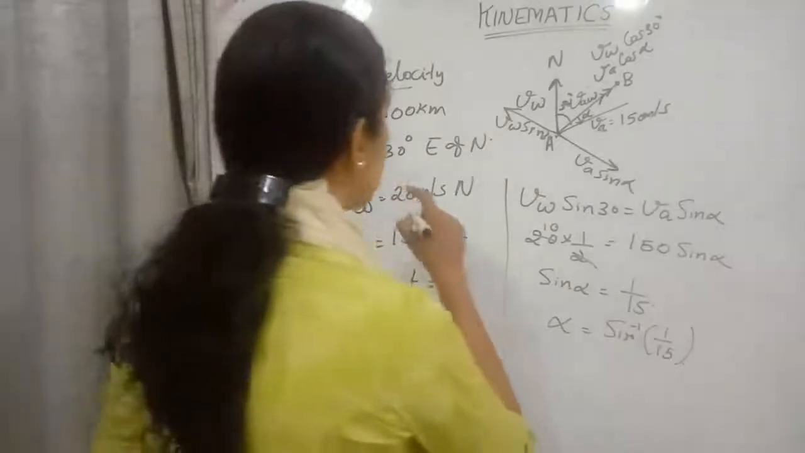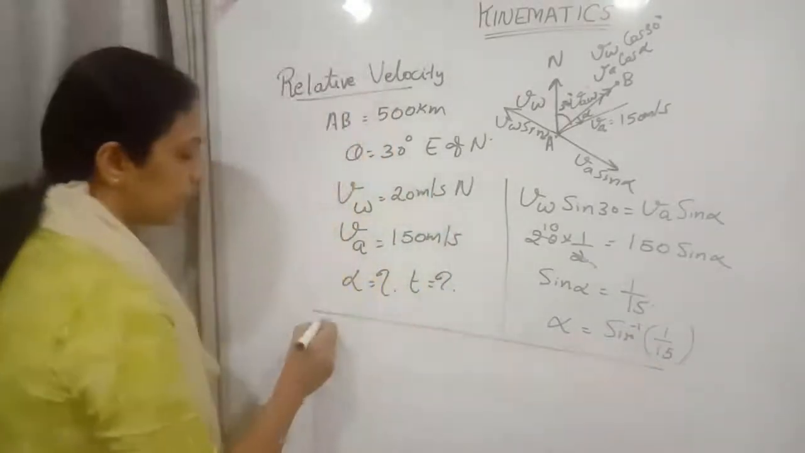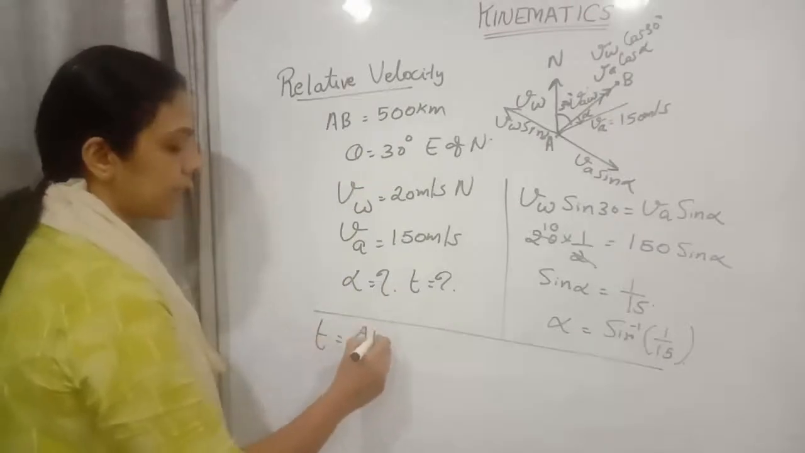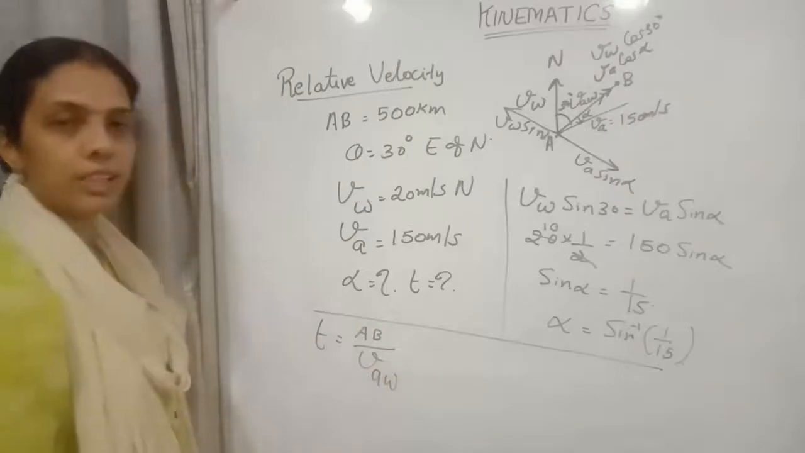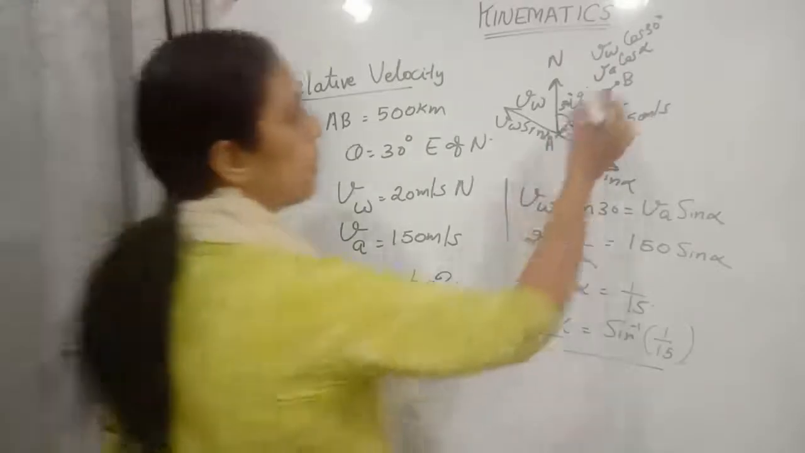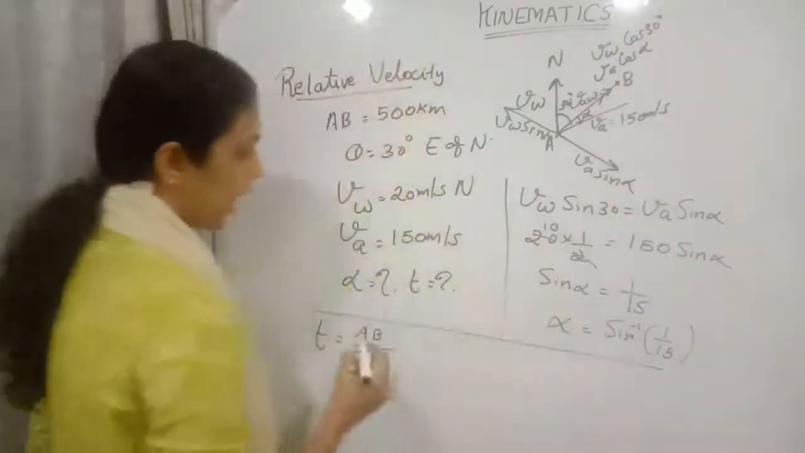Now next we need to find out the time. How can we find out the time? Time equals distance traveled divided by velocity. What is the relative velocity of aircraft with respect to wind? That will be equal to VW cos 30 plus VA cos alpha.